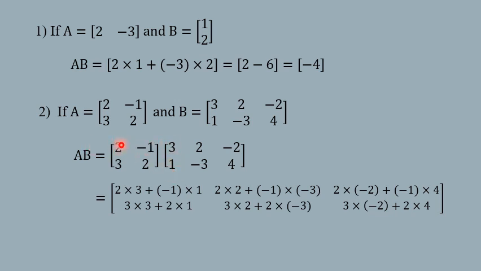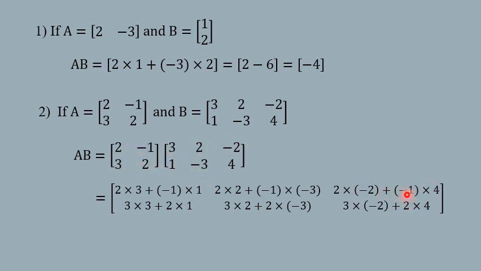So here we get 2 into 3 plus minus 1 into 1. Here we write, this is second row first column, so second row of A that is 3 2, first column of B that is 3 1. So here we get 3 into 3 is 9 plus 2 into 1 is 2. Similarly here we get 2 into 2 is 4 plus minus 1 into minus 3. Here we write 3 into 2 plus 2 into minus 3. Here we write 2 into minus 2.